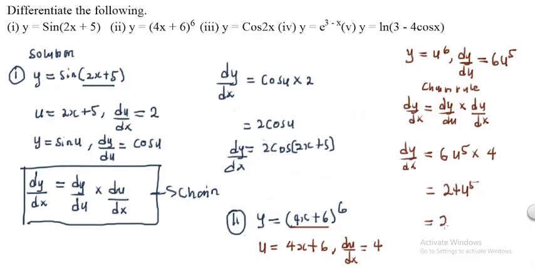So this is equal to 24, open brackets. The value of u is 4x plus 6, and then to the power of 5. So dy dx here is 24 times (4x plus 6) to the power of 5. So that's it for this question. Now let's jump into the next question. You can also pause the video and try to solve that one yourself.